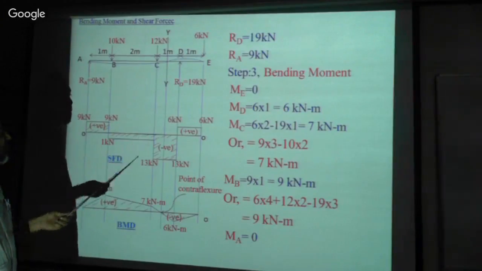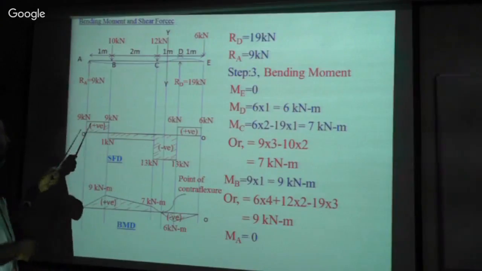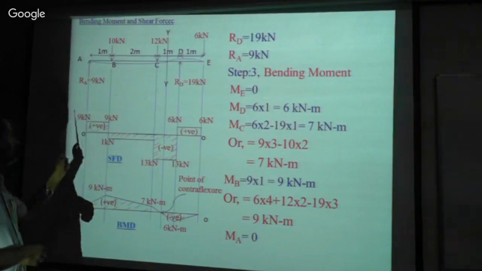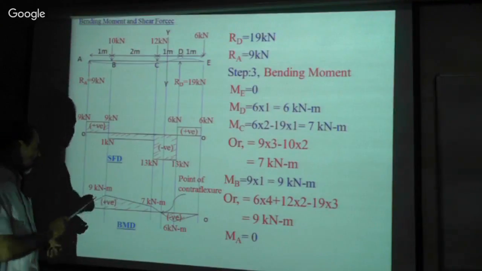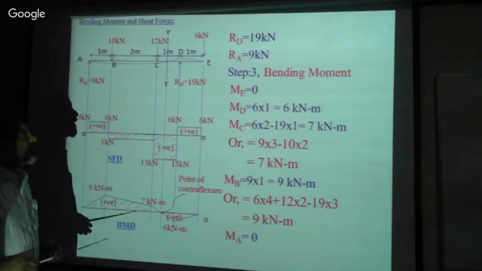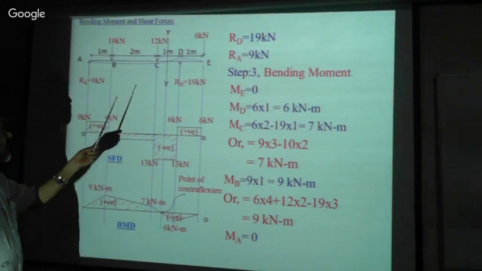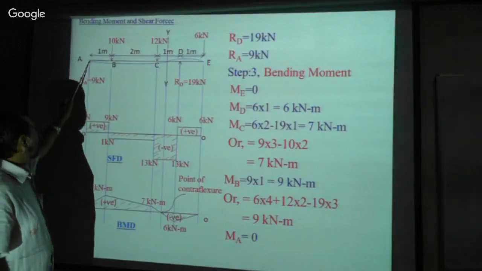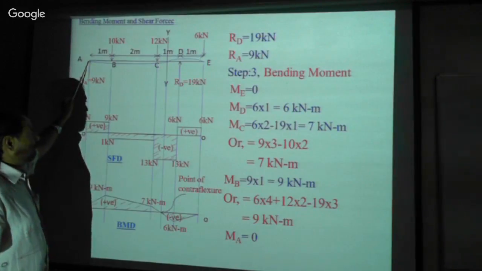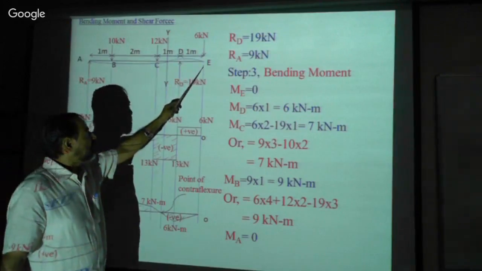After doing this, we have completed plotting the shear force diagram. Now let us plot the bending moment diagram, which is the third step. We know that the bending moment at the simply supported ends is equal to 0. Bending moment at A is equal to 0. Bending moment at B is equal to 0.